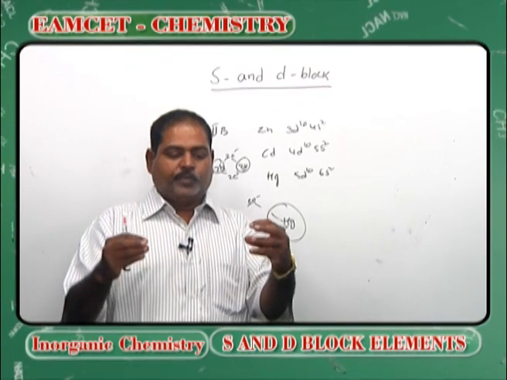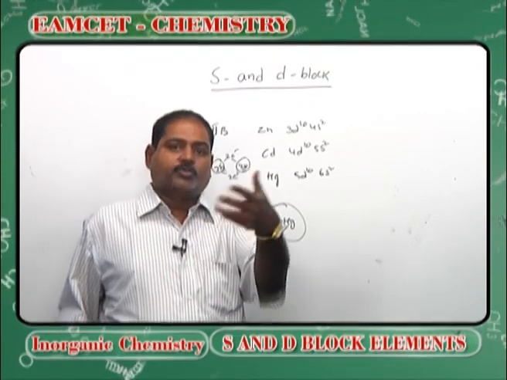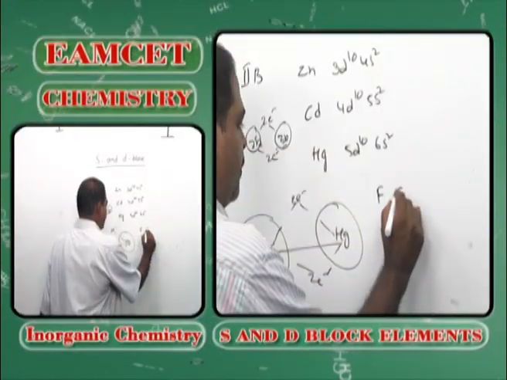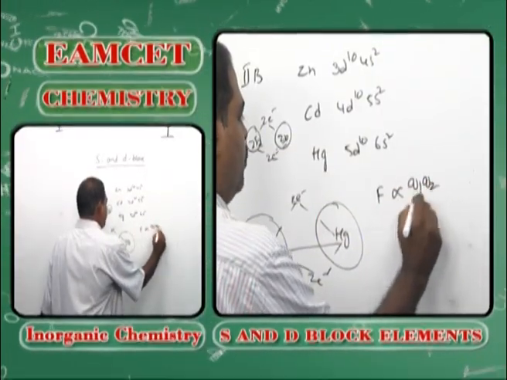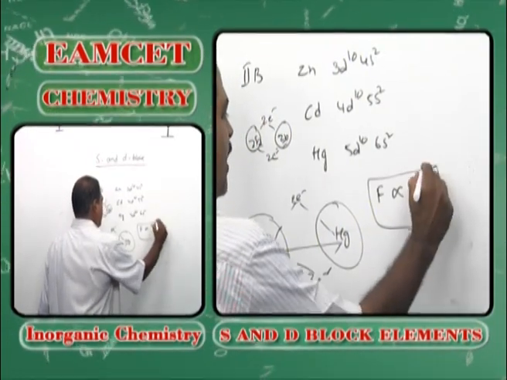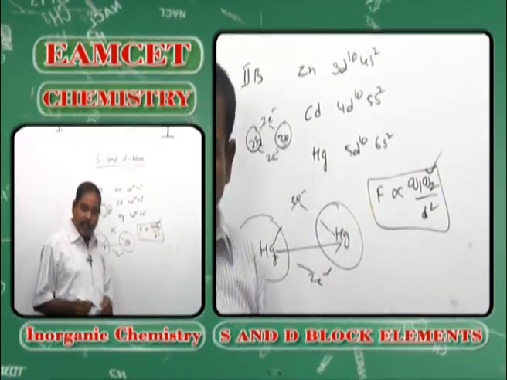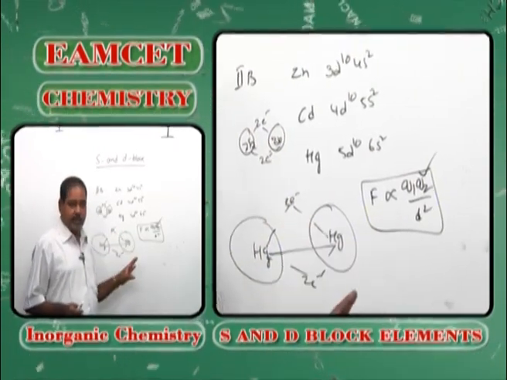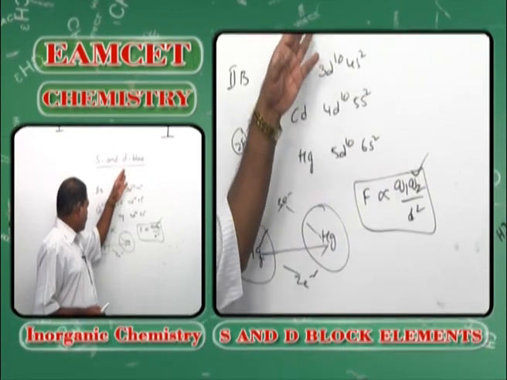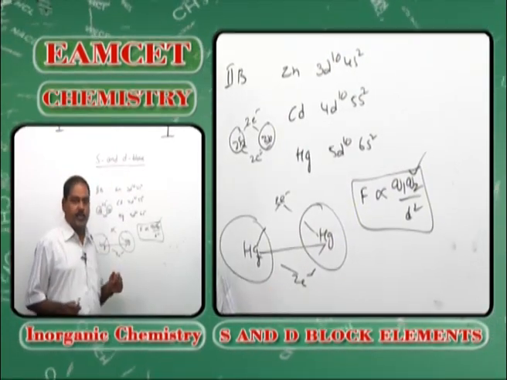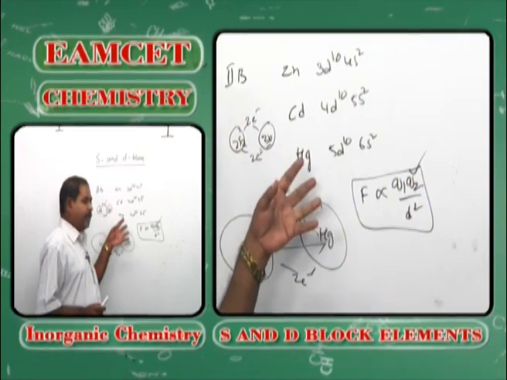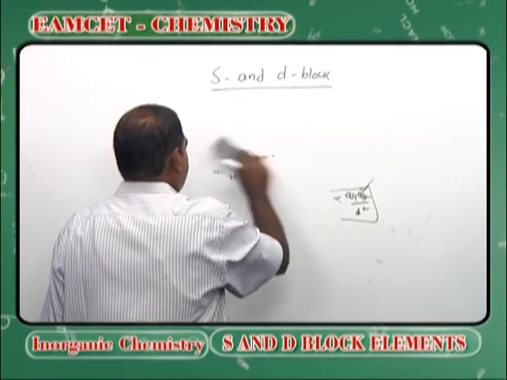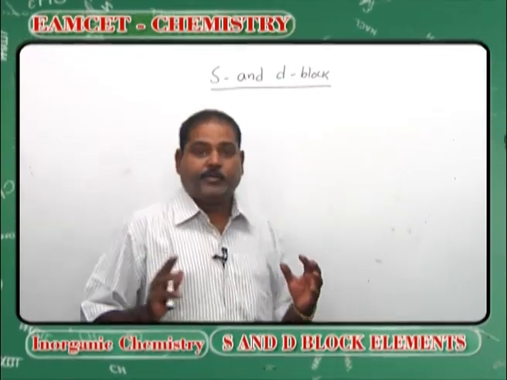You know, when two species are together, they have strong attractive force. You know, Coulombic attraction F is directly proportional to Q1 Q2 by d squared. So, it is directly proportional to charge, inversely proportional to size. Metallic bond strength also depends on internuclear distance. That is why this particular group has low melting points, and mercury is a liquid at room temperature.